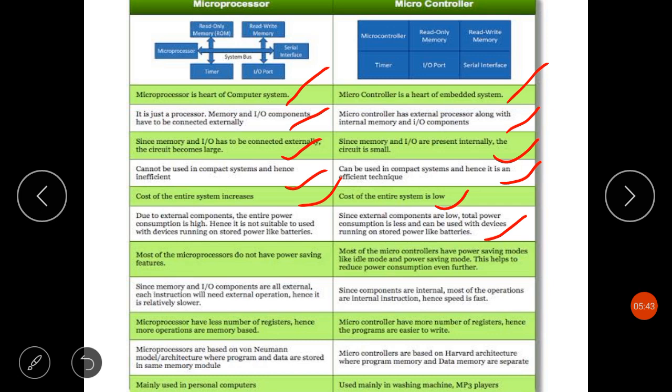Now, most of the microprocessors do not have power saving features, whereas most of the microcontrollers have power saving modes like idle mode and power saving mode. This helps to reduce power consumption even further.